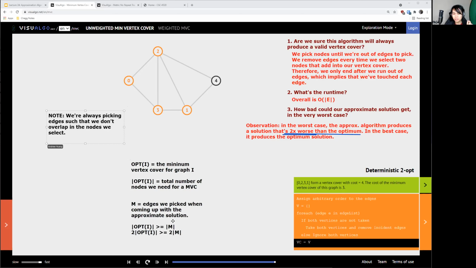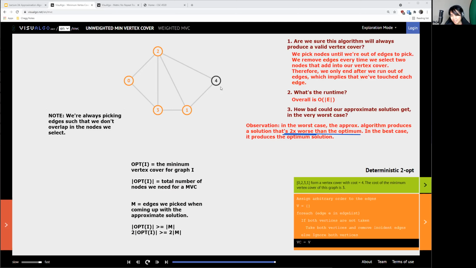And that's how we're able to say, okay, well, then the number of nodes we have in our best minimum vertex cover is going to be greater than or equal to the number of edges we pick. And that means that the number of nodes we pick in our approximate solution will always be no worse than twice the optimum number of nodes we need.